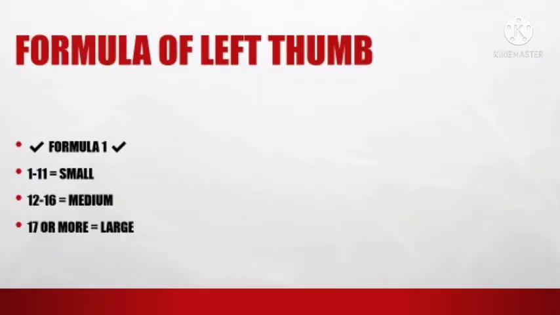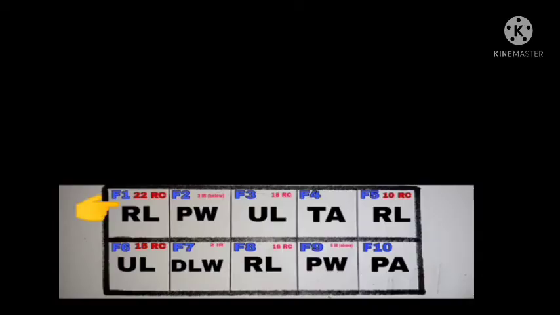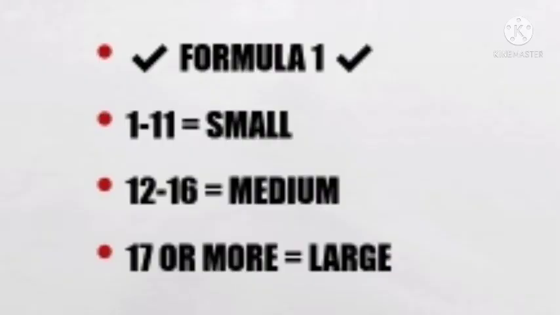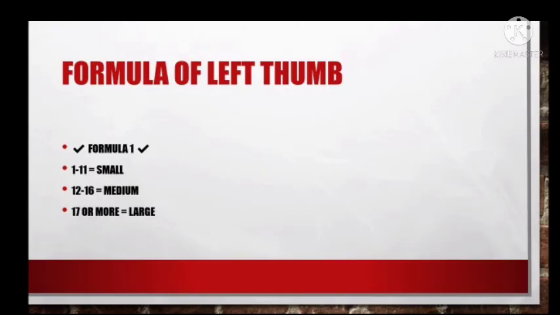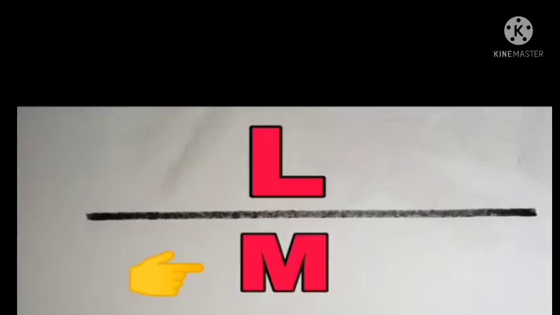Formula of left thumb, Formula 1: 1 to 11 is small, 12 to 16 medium, 17 or more large. In F1, the right thumb, it has 22 ridge count. So in Formula 1, 22 ridge count belongs to large. Put it in the numerator. The left thumb, F6, has 15 ridge count. So in Formula 1, it is medium. Put it in the denominator. Now you have the major classification.